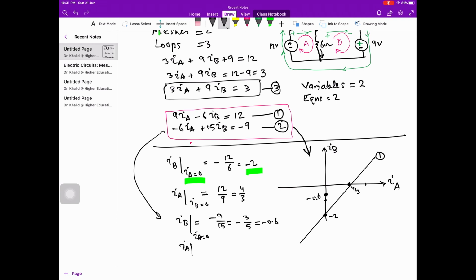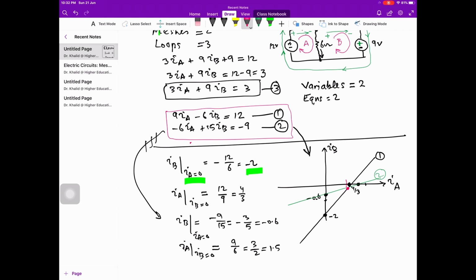What is IA when IB is equal to 0 in the second equation? So this is 9 over 6, which is 3 by 2, so this is 1.5. So 1.5, maybe here. Now if I draw a line over here, it is this. So this line is representing equation 2. Where is the solution? The solution is the point of intersection over here.